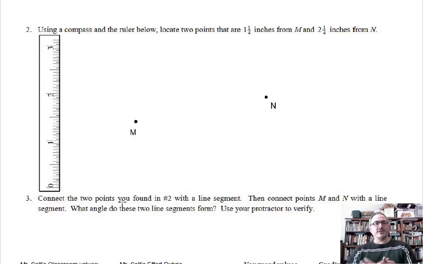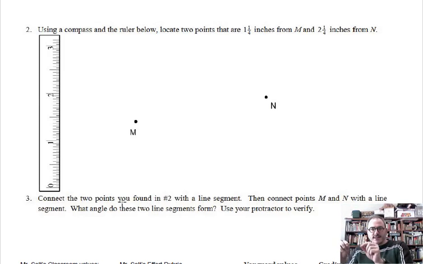Number 2, using a compass and ruler below, locate 2 points that are 1¼ inches from point M and 2¼ inches from point N. Okay, I think you can handle that. Using a compass and ruler, you're going to locate points that are exactly those distances apart. So use your compass on M. You're going to use your ruler to measure out 1¼ inch. Then take a compass measurement of that 1¼ inch. Do a circle or at least a half an arc mark between M and N.